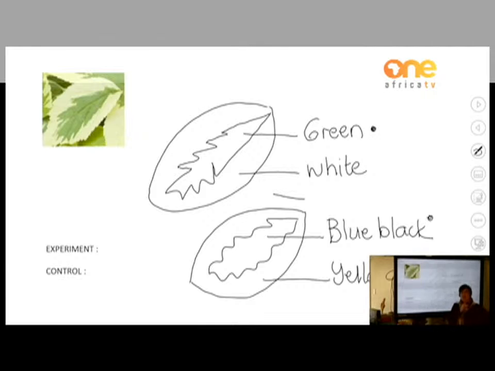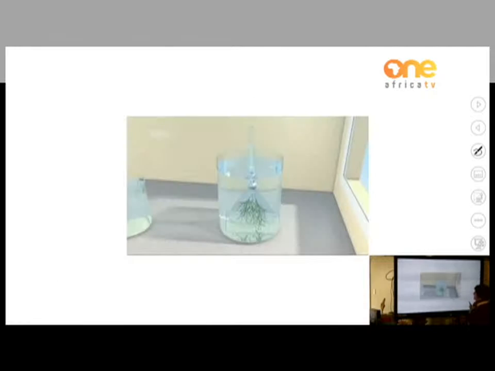Now, which one would you say is the experiment? The experiment will then be the white part, because in the white part there was no chlorophyll, and the control will then be the part where all the necessary factors were available.